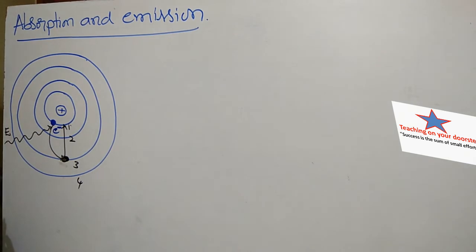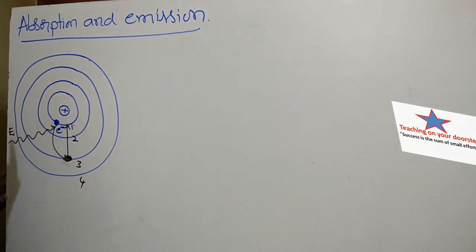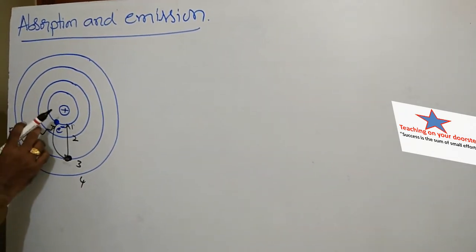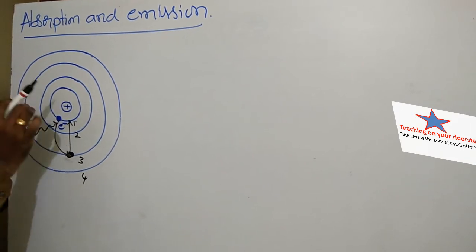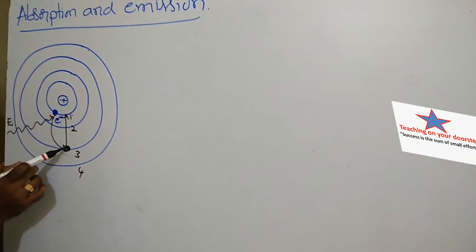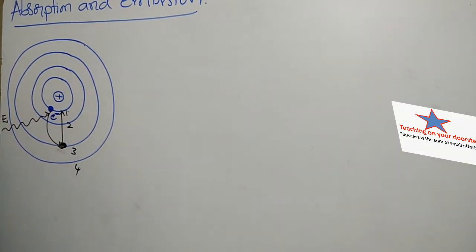One more time I am repeating the definition of absorption. What is meant by absorption? Absorption is the process of capturing the energy of radiation by an electron. The electron will jump from a lower energy state to a higher energy level state. That is the absorption process.